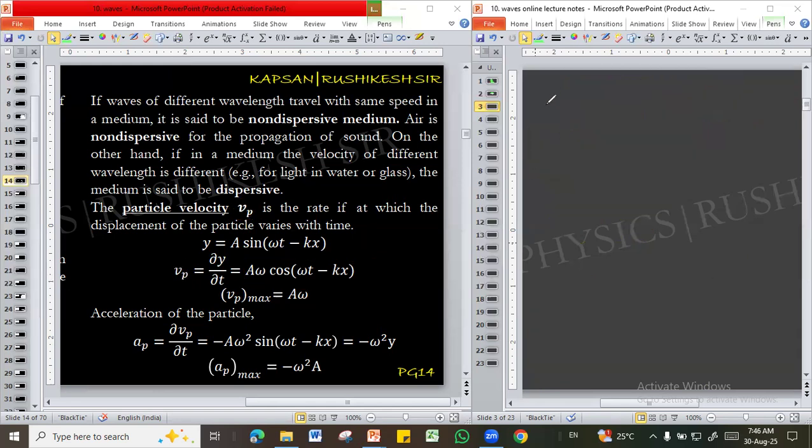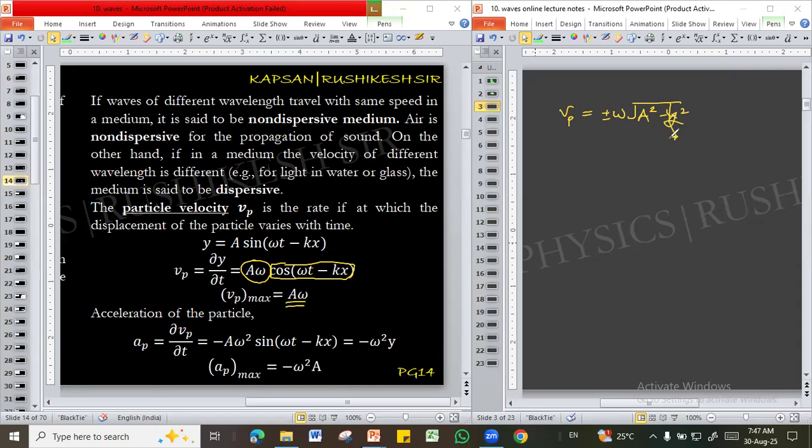Now, what will be the maximum particle velocity? When this cos function becomes equal to 1, or when the particle is at mean position, its velocity will be maximum. So what will be the maximum velocity? We know the velocity of an oscillating particle is plus minus omega into root of a square minus x square.